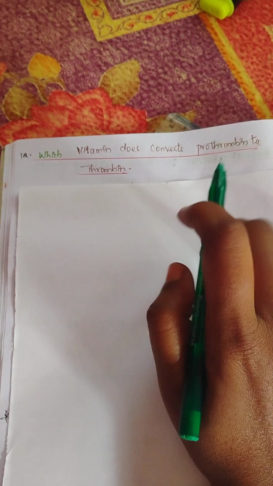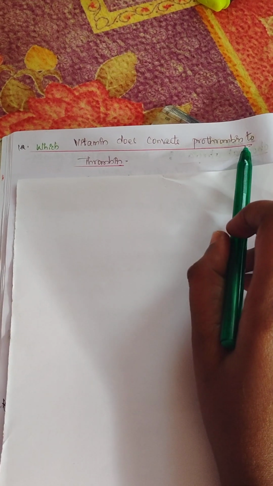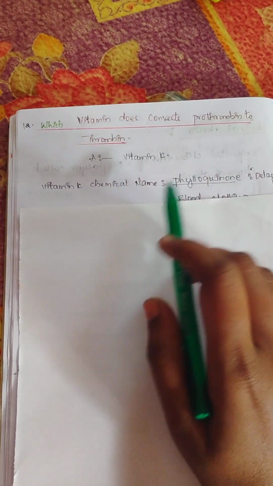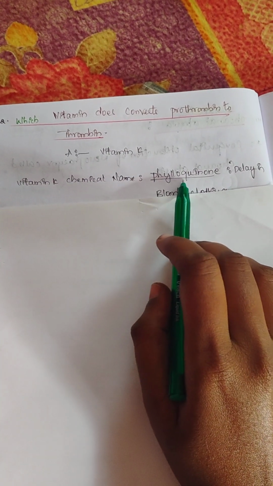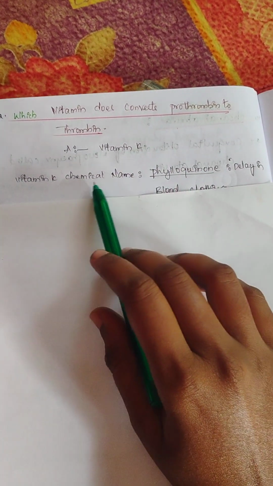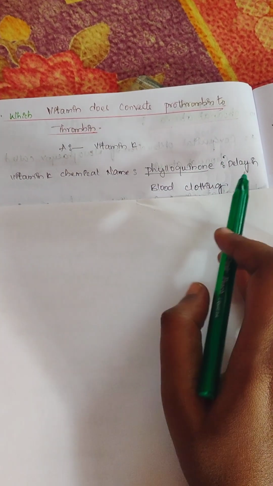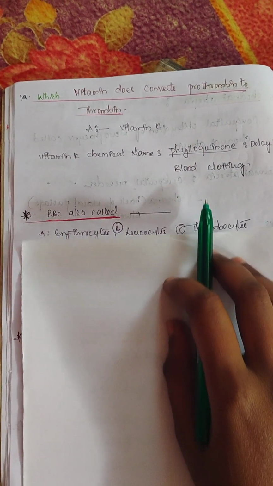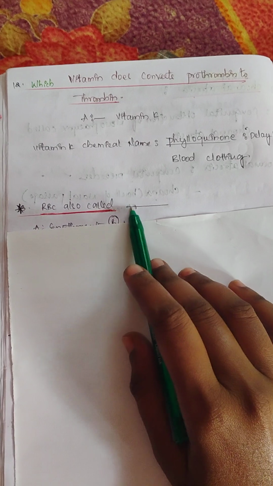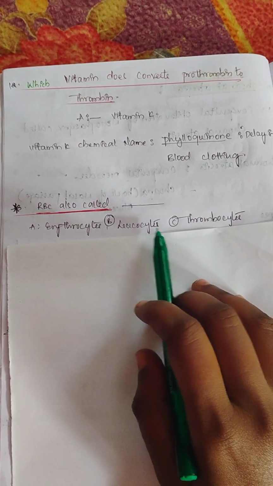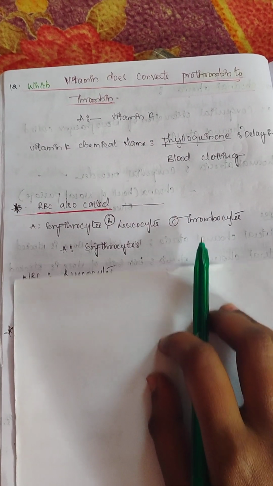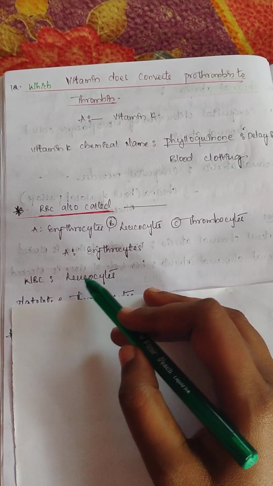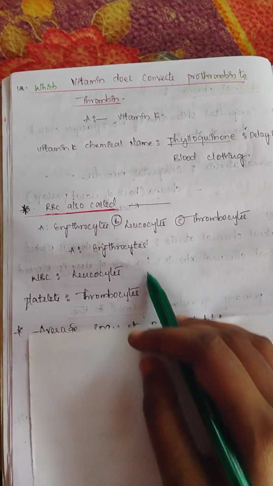Okay. Next question, which vitamin converts prothrombin to thrombin? The answer is vitamin K. The chemical name of vitamin K is phylloquinone, and the function of vitamin K is to help blood clotting. And not only that, RBC is also called erythrocyte, WBC leukocyte, and platelets thrombocytes. The answer is erythrocytes.